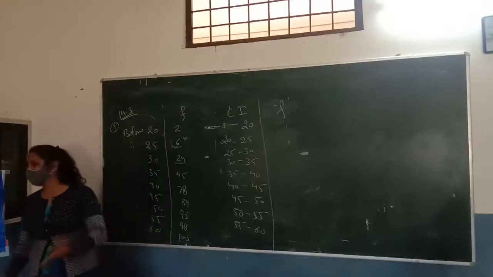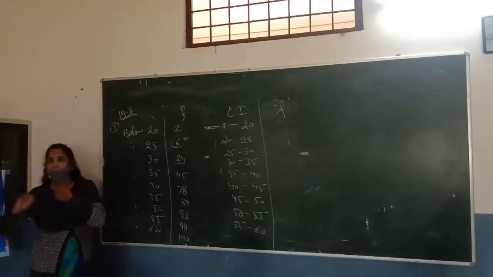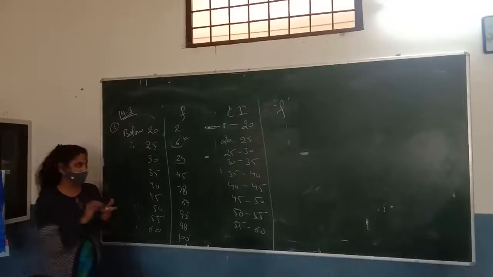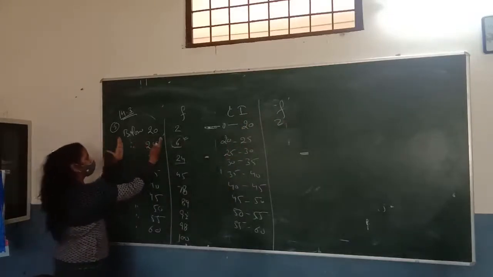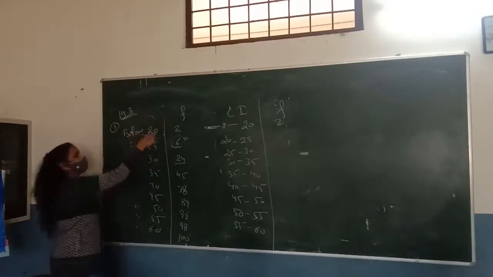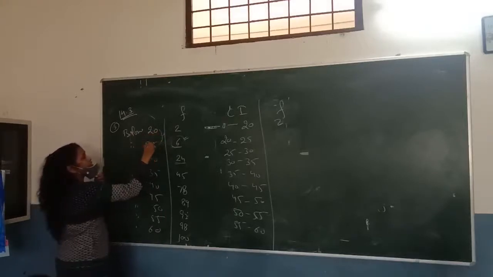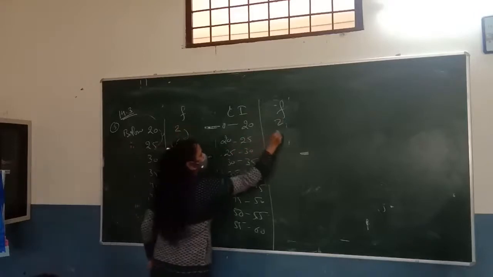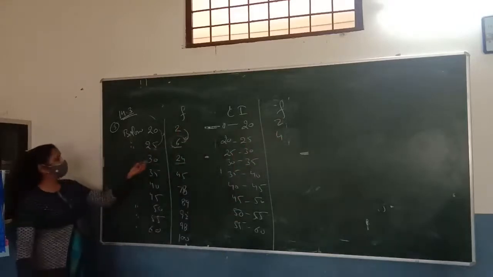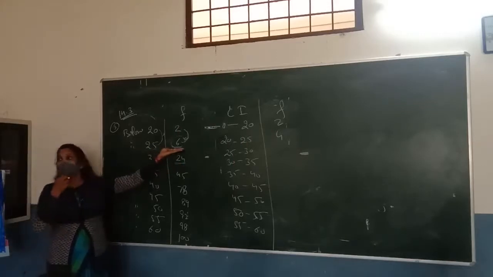If below 20 there are 2 numbers, it means from 0 to 20 there will be only 2 numbers. And if below 25 there are 6 numbers, then the numbers below 20 are included in it, right? And if you want to find the numbers between 20 and 25, what will you do? Subtract 2 from 6, which is 4. And since we know that below 30 there are 24 numbers, these numbers are also included in them.